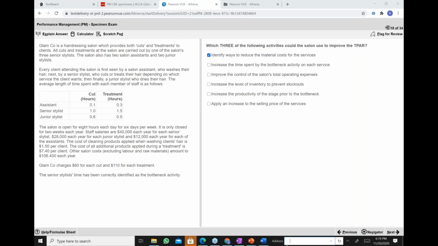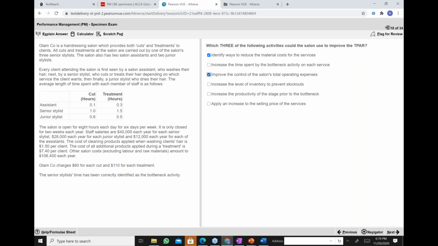Come on, guys, say yes or no. Yes. Okay, great. Now, it will reduce operating expenses. Increase the level of inventory to prevent stock out. No. Increase the productivity of the stage prior to bottleneck. Prior to bottleneck. No. Nothing to do with this one, okay?